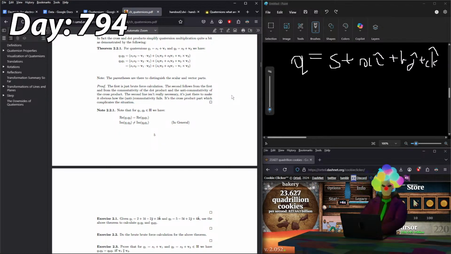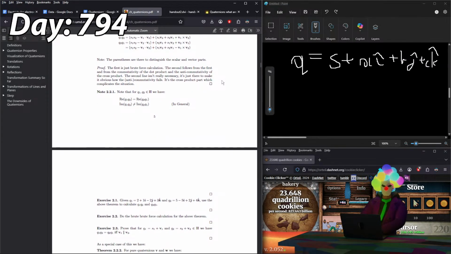This follows from the relation of the dot product and the relation of the cross product. The second line isn't really necessary, it's there to make the obvious clear. The cross product part complicates the situation. Okay. I'm not gonna go over that. Although it could be required, damn it.